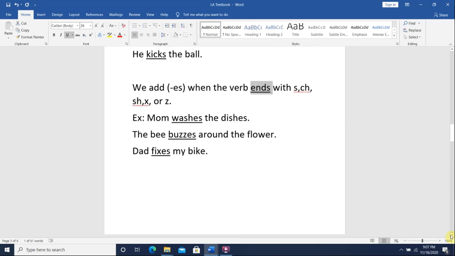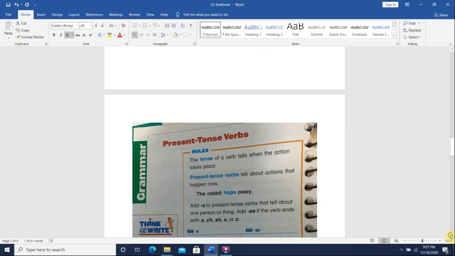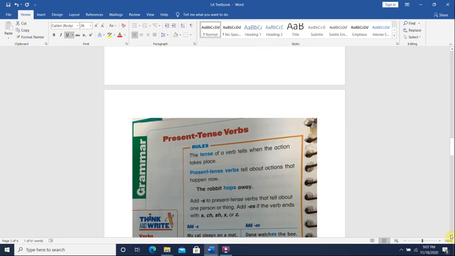Okay, let's go to page 142 and read the rules. It says here, the tense of a verb tells when the action takes place. So tense means when the action takes place. So if I say present tense verb, that means the action is happening now. In our next lesson, we'll be taking past tense. Past tense means something that already happened. But today, we will only focus on present tense verbs. So present tense verbs mean that the action is happening now.